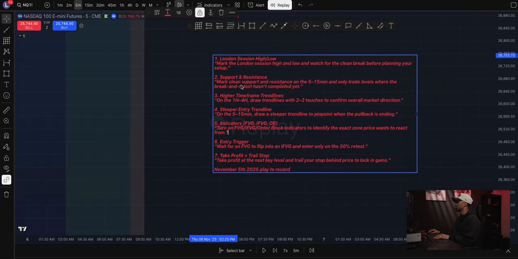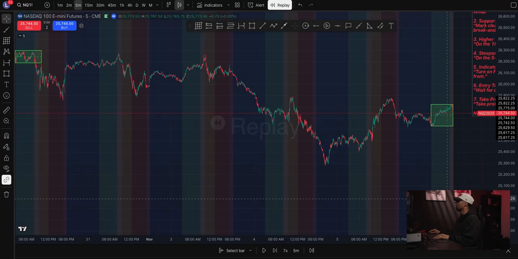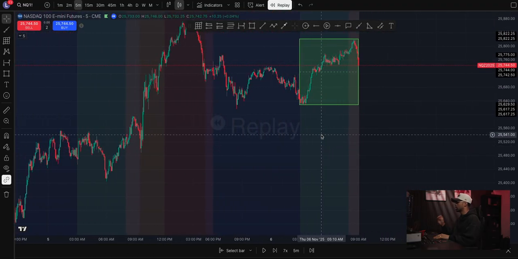Number 2: mark clean support and resistance on the 5 or the 15-minute, and only trade levels where break and retest hasn't completed yet. Let's break this down. I typically don't go back too far, but I like to mark levels where break and retest hasn't completed.